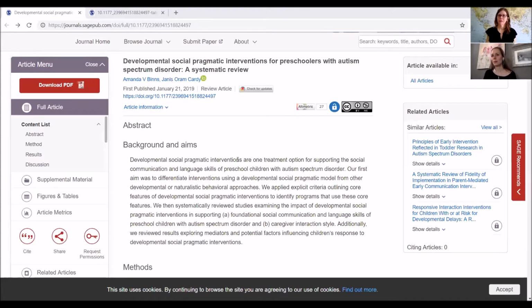So we want to have a really good understanding of what DSP interventions entail, and whether all the interventions claiming to be DSP really meet all of those different criteria. So that was our first step: to develop a systematic way of identifying DSP interventions, finding all the interventions that said they were DSP, and finding all the articles that had classified interventions as DSP in the past.